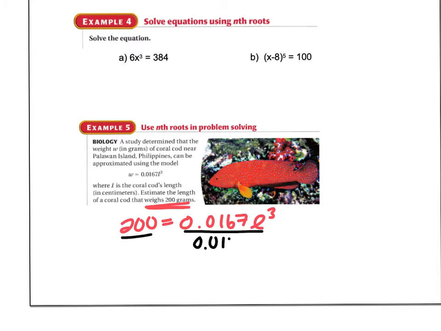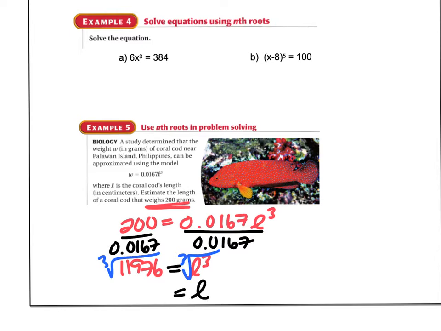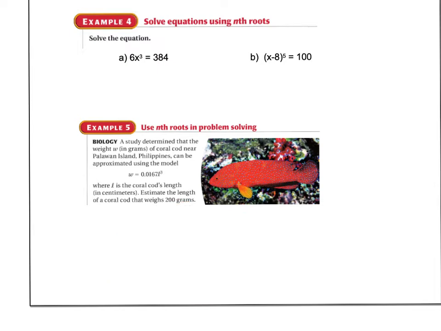by 0.0167, and then you end up with 11,976 on the left and L cubed on the right, and your next step is to undo the cube by cube rooting both sides. And then you will end up with L isolated on the right and 22.9 for your answer, and that is in centimeters. So the length of the coral cod that weighed whatever you saw there, grams, would be 22.9 centimeters.